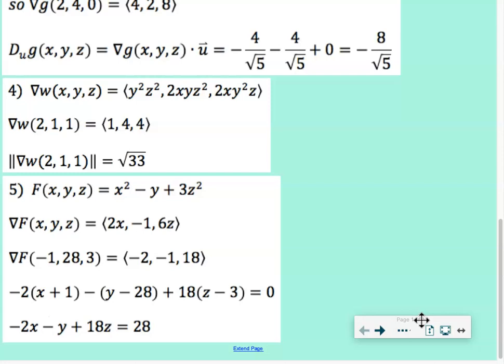Wait, let's see. It's the z. Something happened with the z. Oh, is that this? Does that say 18? And I just can't read it? Okay, good. Then you got it. Well done. All right, good.